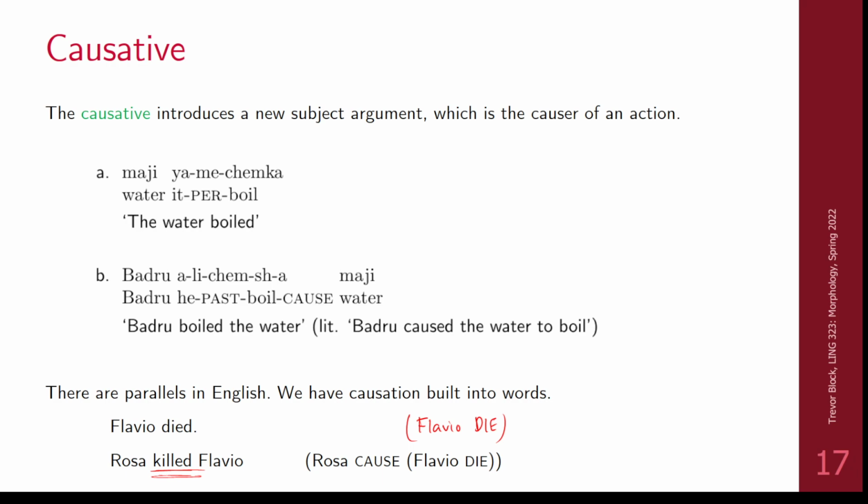So let's see what this looks like in other languages. Here we have in sentence A, the water boiled. This is our regular sentence. So here is our subject, the water, and our verb is after with boil. And there's some things on the verb that we're not paying too much attention to right now. Now in B, we have Badru boiled the water. Now, I'm identifying the verb boil, and I see there's this new suffix on it, the causative suffix. Okay, so we're looking at a causative.